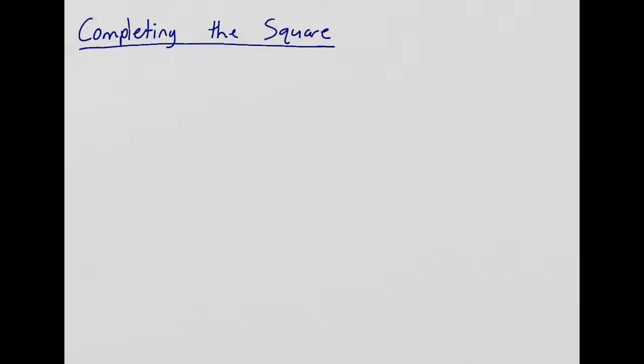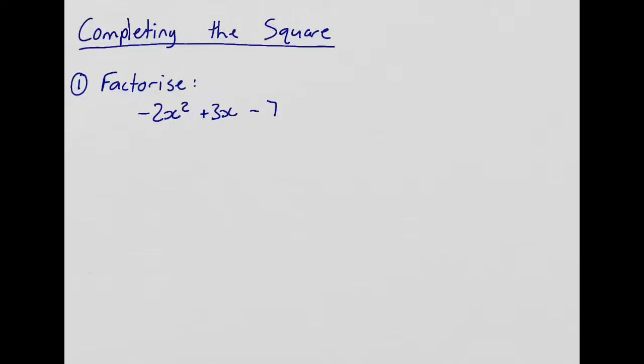Okay, for this short video, I'm going to teach you how to complete the square, both when you're factorizing and also using it as a method to solve a quadratic equation. Right, this first example, factorize negative 2x squared plus 3x minus 7.